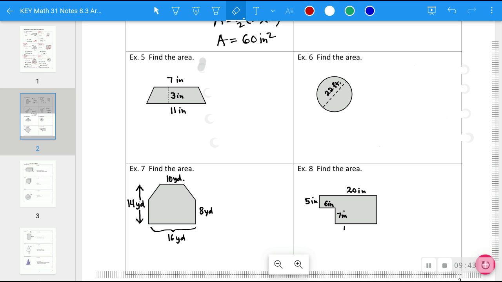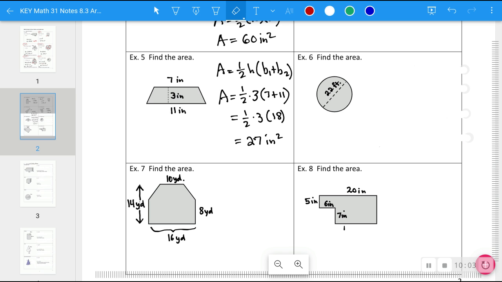This trapezoid, here's the formula. The bases, the parallel sides, are 7 and 11, and the height is 3. You have to do the parentheses first. And finally, a half of 3 would be inconvenient, so I'll take half of 18. 9 times the 3 we haven't used is 27 square inches. Now, if you just type this on your calculator using the parentheses, it'll pop out that 27.